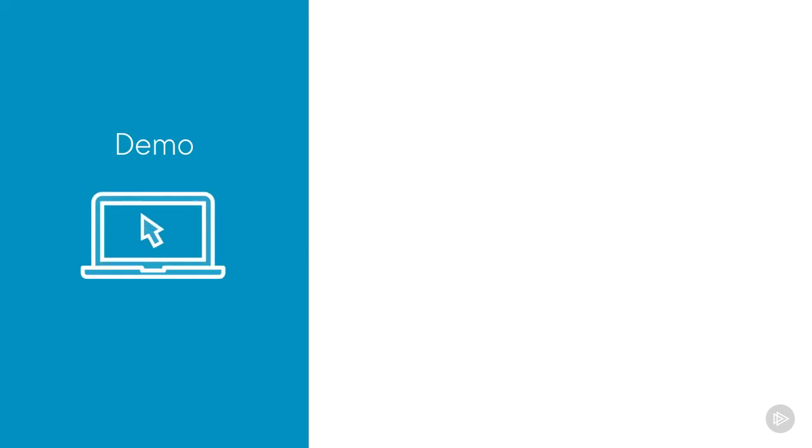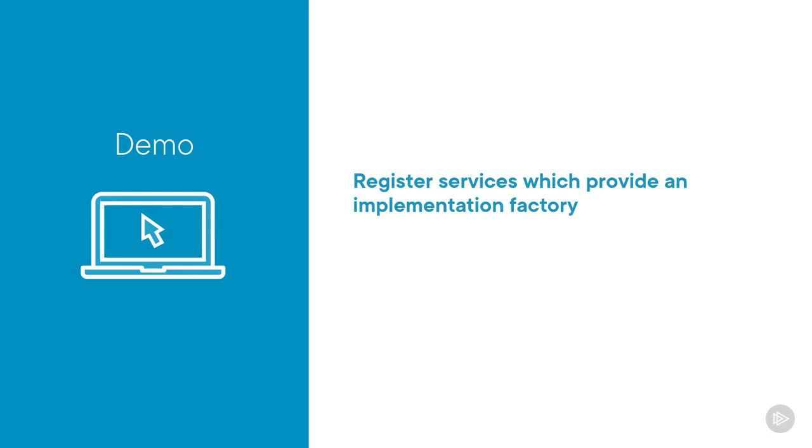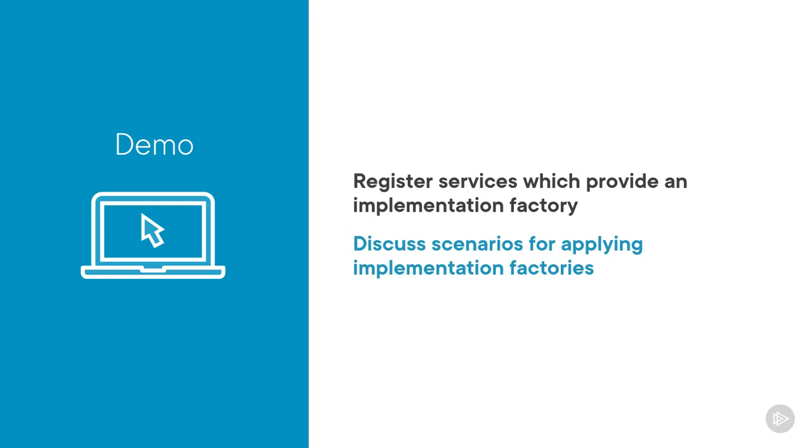In some advanced situations, creating the implementation type for a service may require some manual intervention. This demo will show how to register services that provide an implementation factory. We'll also discuss some of the scenarios where it may be necessary to use them.